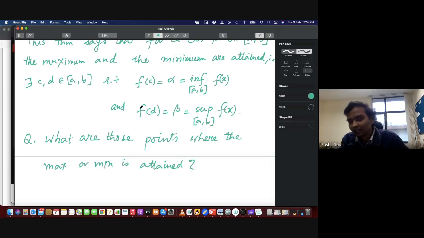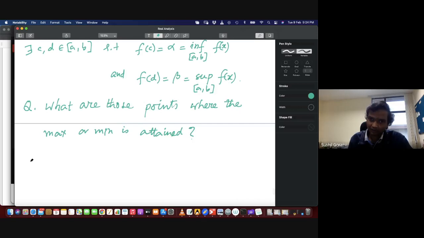So the maximum or minimum, this has nothing to do with derivative at this point. For continuous functions on a closed bounded interval, you get a maximum and a minimum, and you know the existence of the points. The points may not be unique.